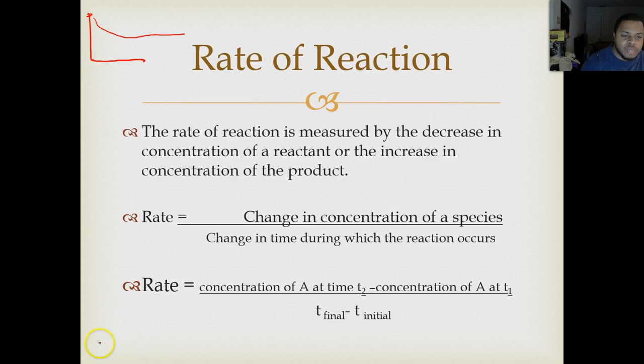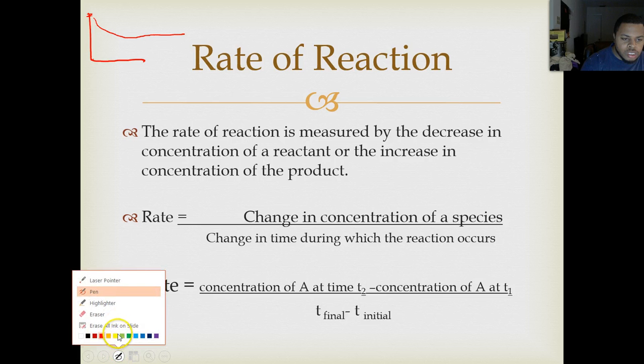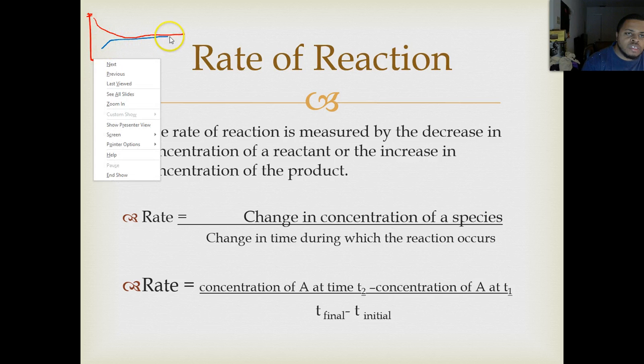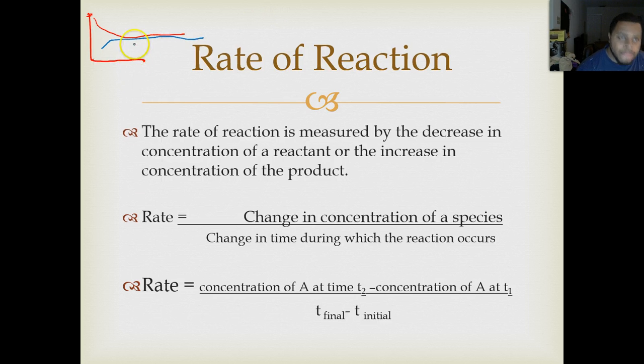So I can change my color here. This would be the formation of my product. It's going to have a very similar situation: it's going to increase and eventually keep going. Sometimes this will overlap, sometimes it won't. But the overall idea is, if this is my time, I'm going to look at how the concentration changes over that period of time.